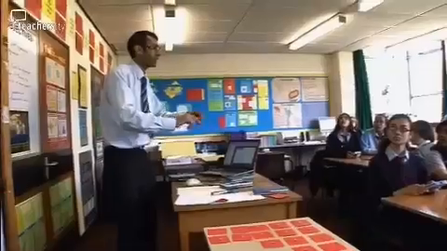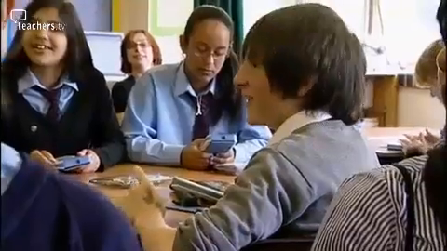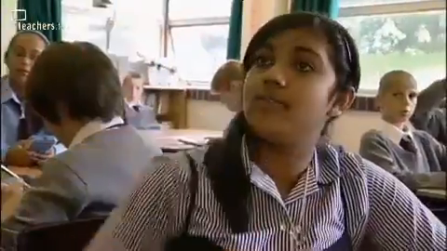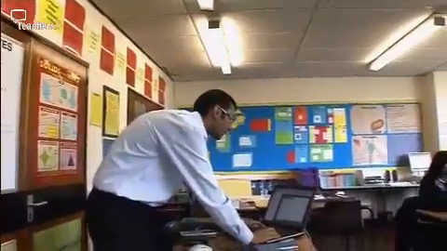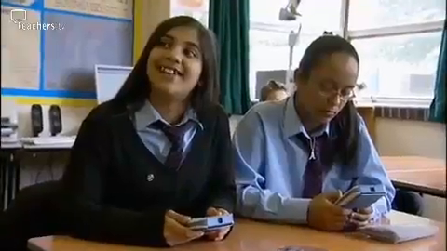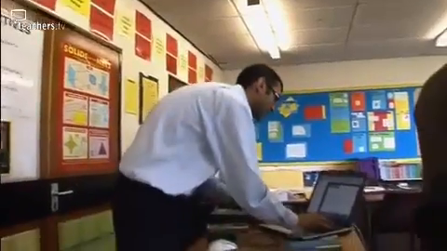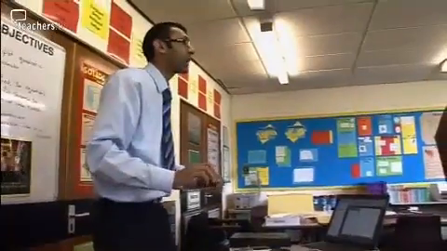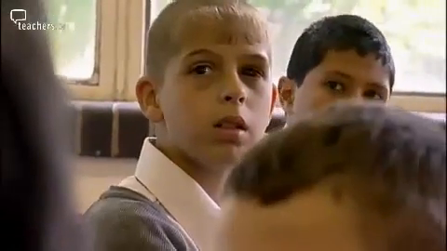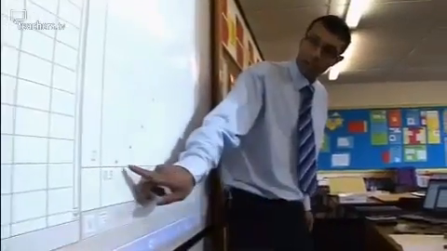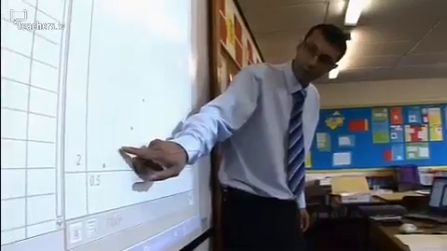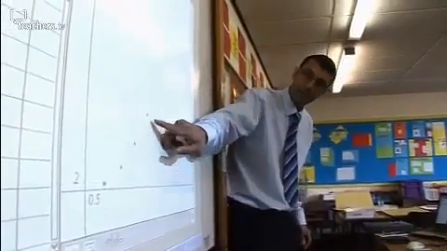How many squares were there in the first one? Yes, Connor. 1. In the second one, there were... 4. Thank you very much. 9. There were 9. Very good. And in the fourth one, there were, going over to Matthew... 16. 16, thank you very much. So that one represents 1, that represents 4, that represents 9, that represents 16.